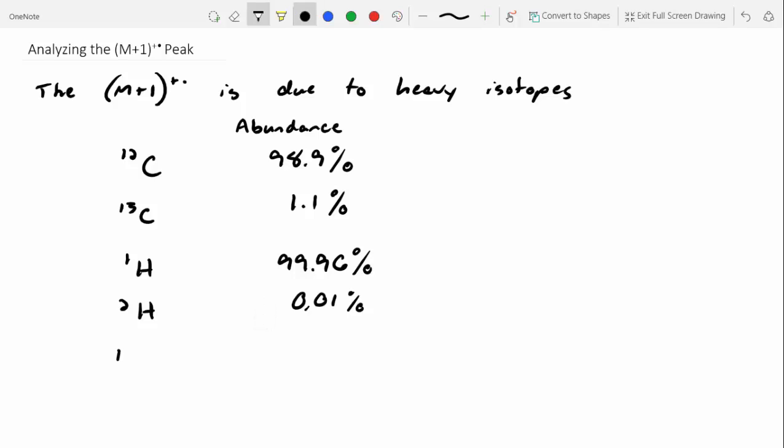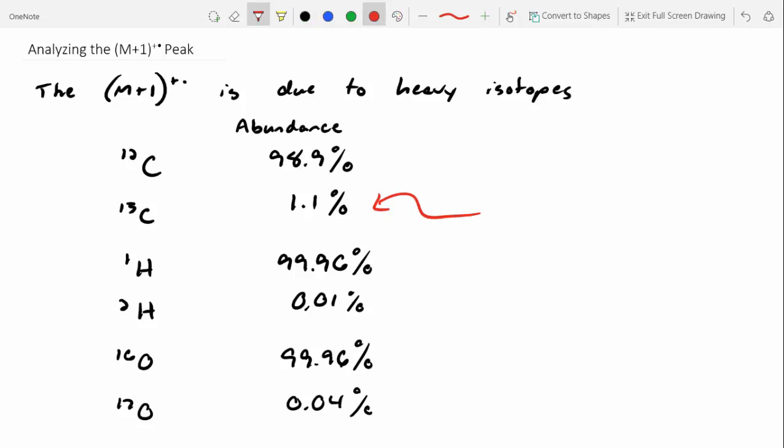Same thing with oxygen. If we look at O16 and O17, O16 is present in 99.96%, and oxygen-17 is 0.04%. However, these are negligible.